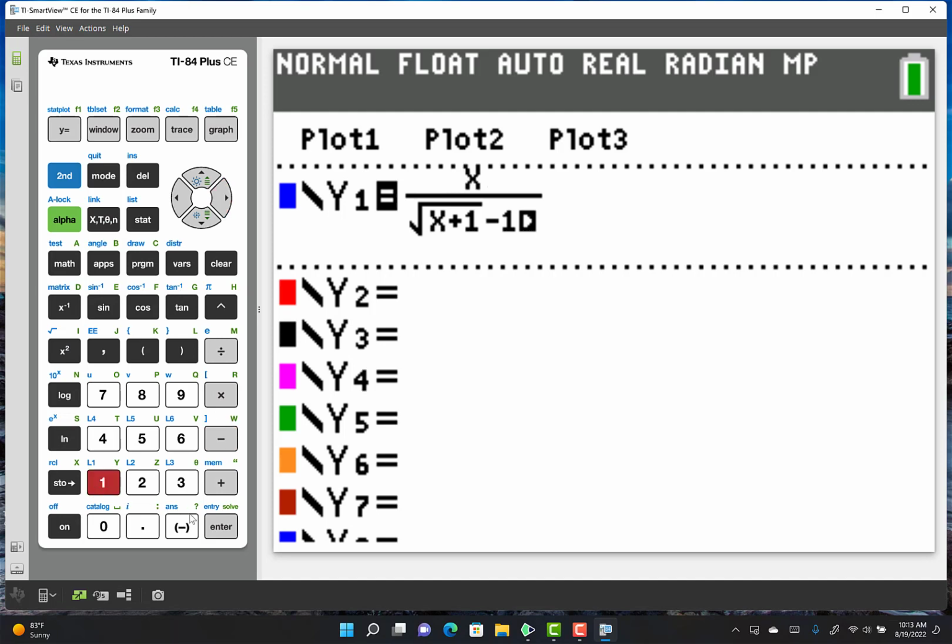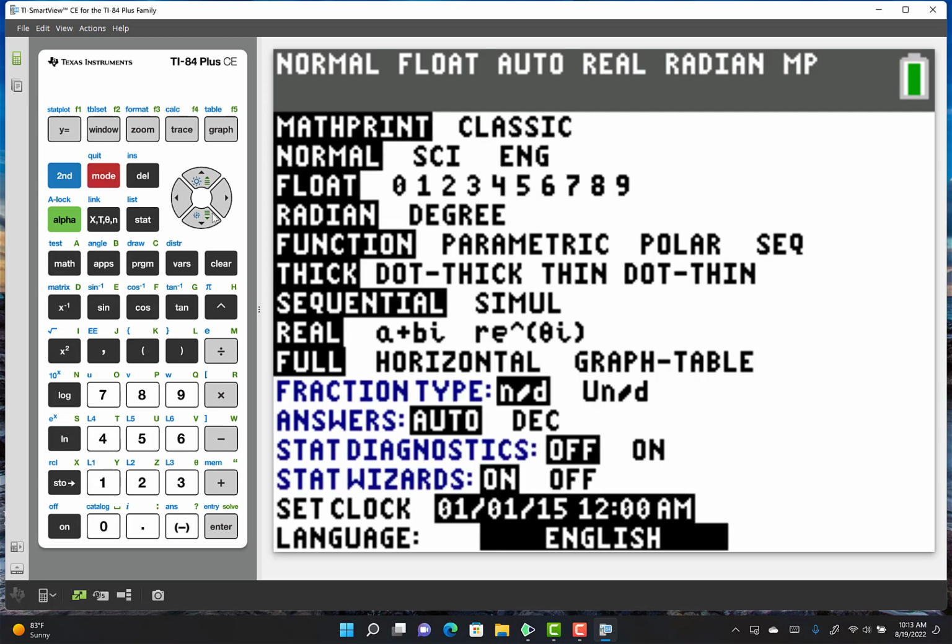All right, cool. I'm going to do one more thing because I don't want fractions. It's probably going to give me fractions as an answer. Click on mode. And mine is way down here. Where are you? Okay, right there, fraction type. You see where it says answer, does yours say auto and then DEC? Okay, go to decimal. That's what DEC stands for. Because I want a decimal. All right, here we go.